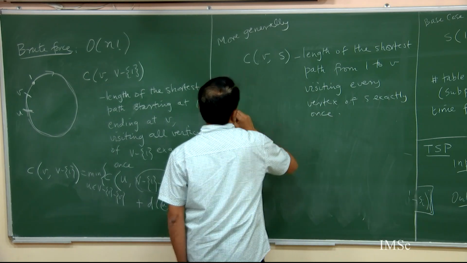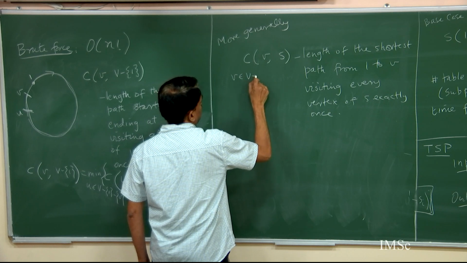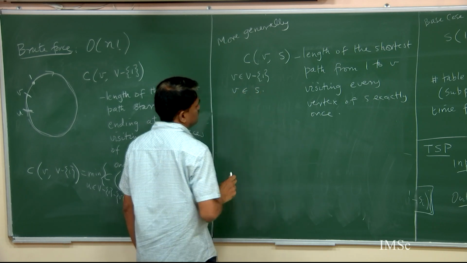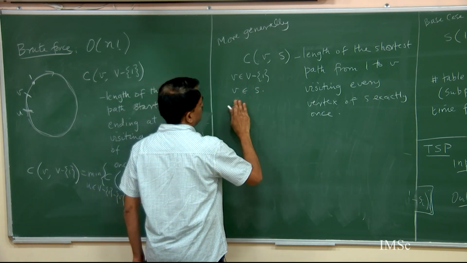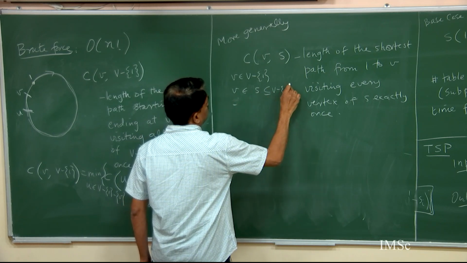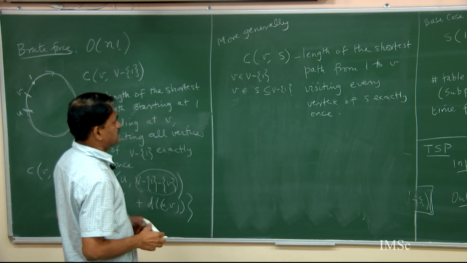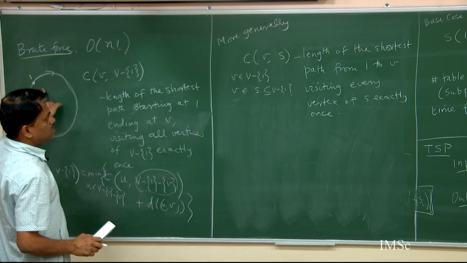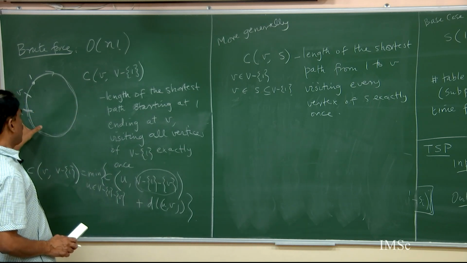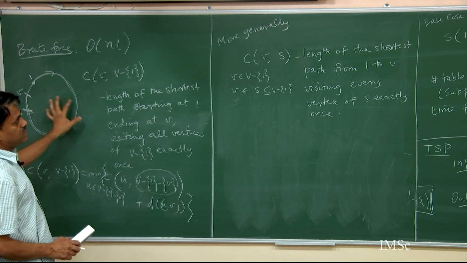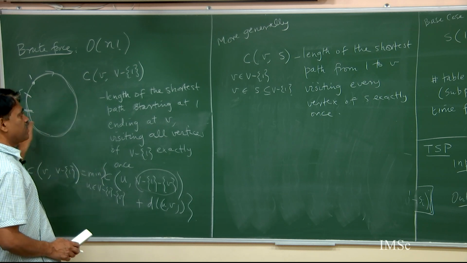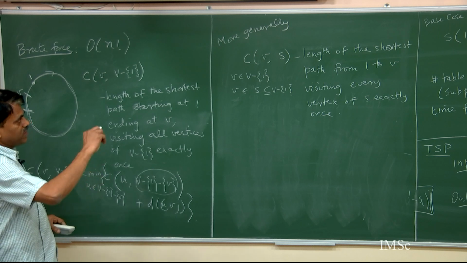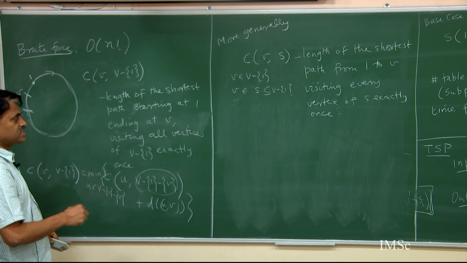So V is some vertex in V minus 1, V is also in S, and S is a subset of V minus 1. You want to start at 1 and then end at V. Now I am going to say visit some subset completely, and then end at V, because as you move on you are going to be visiting some subsets. So I want the end point to stitch it with the next path.